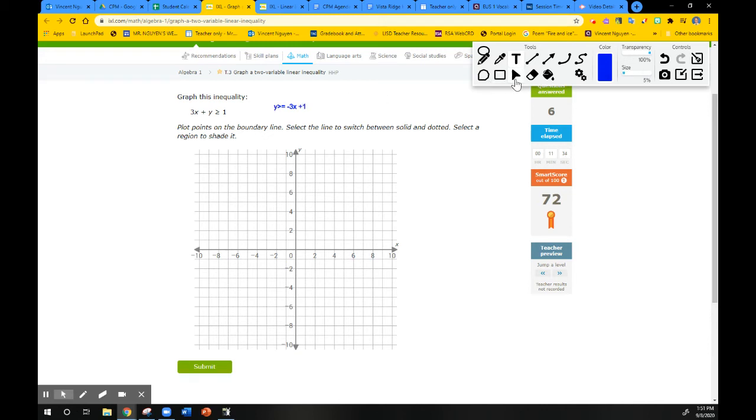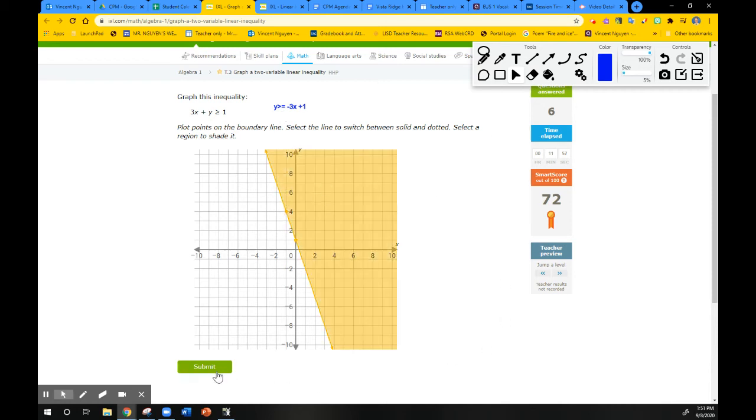So that's my inequality. So where do I start? I start at 1 on the y-axis, and it's negative 3, so I'm going to go up 3, 1, 2, 3, to the left 1, okay? And I do have an equal sign, so I want to keep it solid. And this says y is greater than, meaning above. So I'm going to be shading on this side.